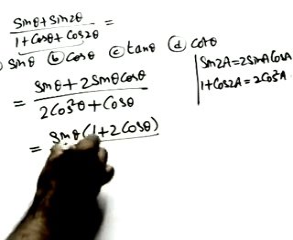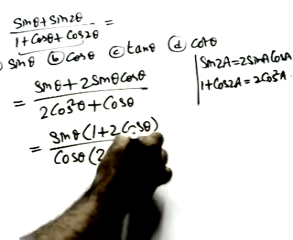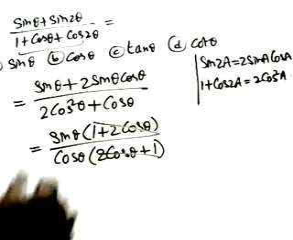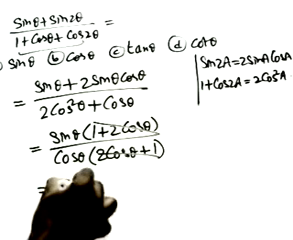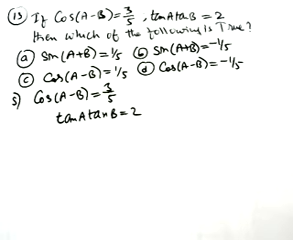Now take common from the denominator cos theta. So what is left? 2 cos theta plus 1. This is the same, sorry, this gets cancelled. Now sin by cos is tan theta. Now you see the next question.